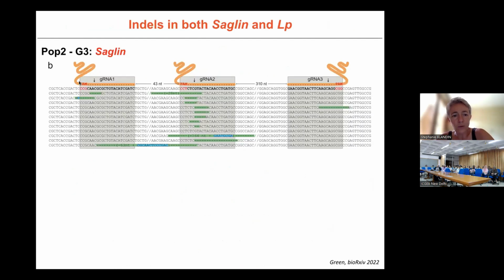And so for Saglin, what we observe, everything that is green on this slide is modifications, okay? And what you can see is that sometimes when two guide RNAs have cut together, there might be a big deletion, but most of the time it seems that guide RNAs cut just once because there are indels in these locations. And sometimes you can see also indels, so you have one position that is modified, one with a modification at the locus corresponding to guide 1, and for the other one there's no modification at all in the rest of the sequence.